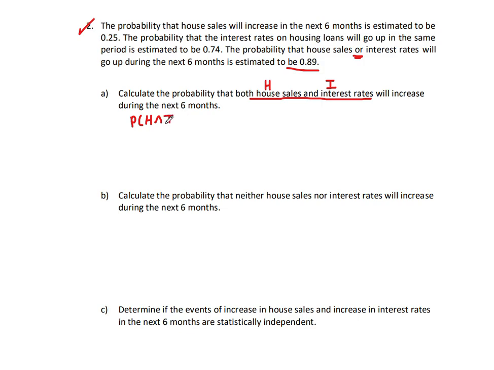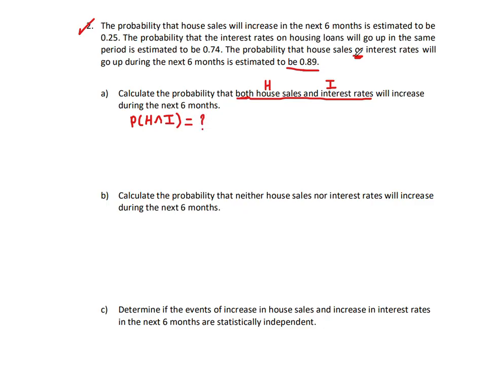All right, in the language of probability statistics, the intersection represents the joint occurrence of two events, that is, both events occurring together, which is what we are really asked to find here. So it's the probability of housing sales and interest rates increasing together. So we're really asked for the probability of the intersection here.